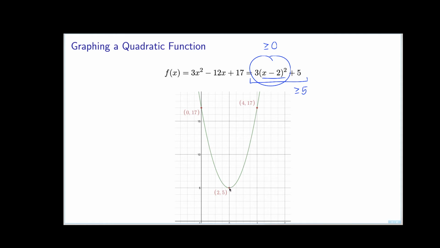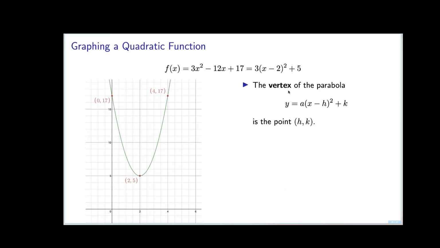And what value of x will produce that y value? Well, that's precisely when the quantity we're squaring is equal to 0. So when x minus 2 is equal to 0, or x is equal to 2. So this point (2, 5) is an important point that we call the vertex of our parabola. So in particular, the vertex of the parabola or the quadratic function y equals a times (x minus h) quantity squared plus k is this point (h, k). So here we had an h of 2 and a k of 5. So our vertex is this point (2, 5).